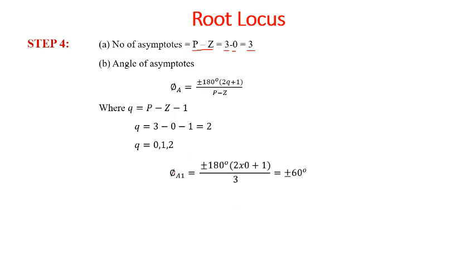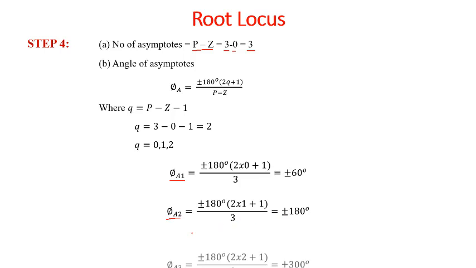So let's find out for q equal to 0. At q equal to 0 we find the first asymptote angle, phi a1 equal to plus or minus 180 degree times bracket 2 into 0 plus 1 divided by 3. So we get 180 into 1 divided by 3, that is plus or minus 60 degree. Similarly, when we substitute q equal to 1, we get asymptote angle phi a2, that is plus or minus 180 degree times 2 into 1 plus 1 divided by 3, equal to plus 180 degree. Then similarly, when we substitute q equal to 2, we get the asymptote angle phi a3 equal to plus or minus 180 degree times 2 into 2 plus 1 divided by 3, equal to plus or minus 300 degree.